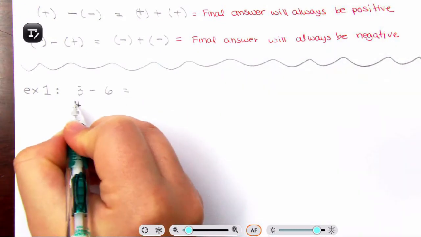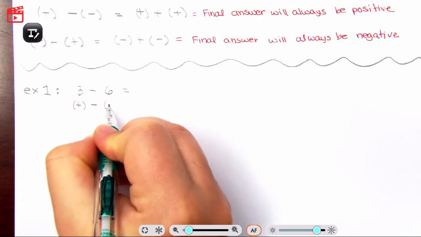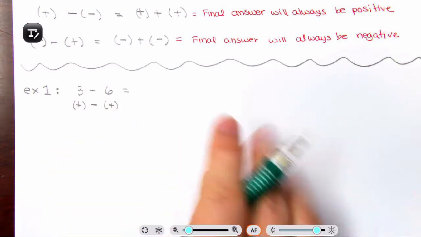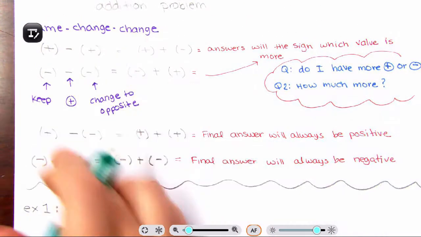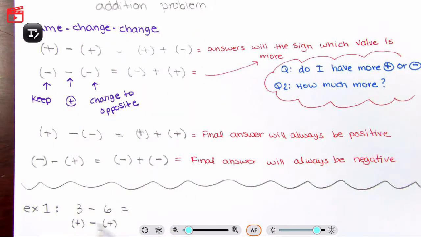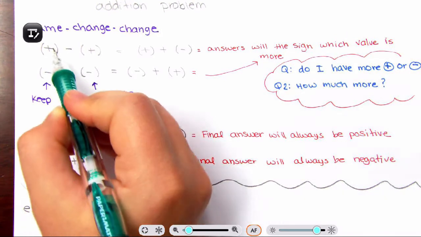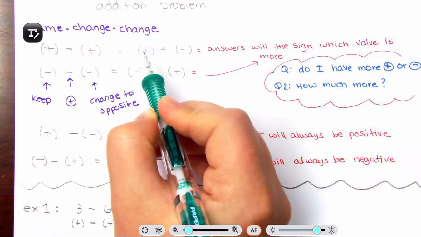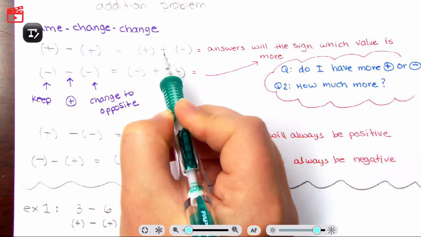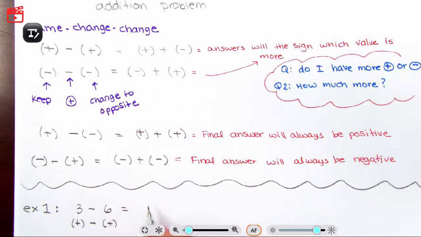What do I have? I have a positive minus a positive. I'm looking at my cheat sheet here. This is going to be your cheat sheet. Where's a positive minus a positive? We're going to keep the same sign, change the subtraction to a positive, and change that second number to a negative.